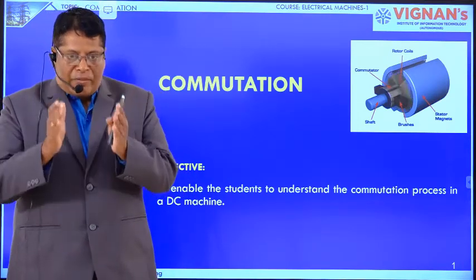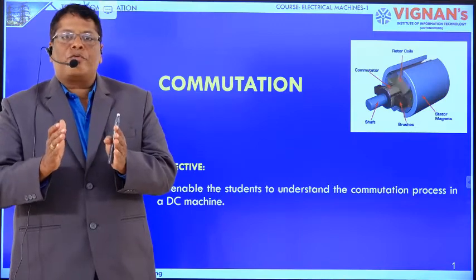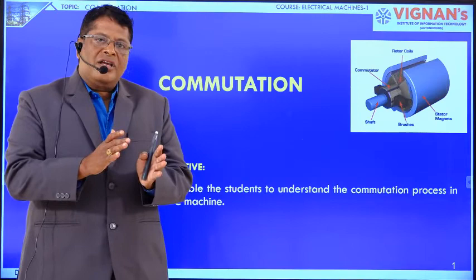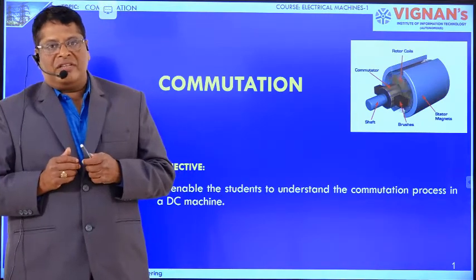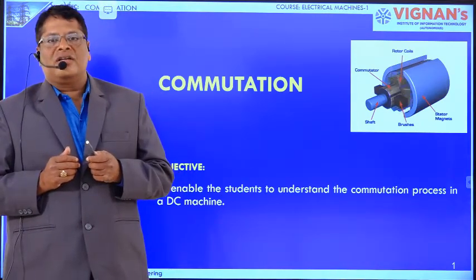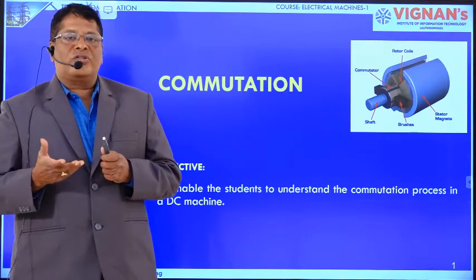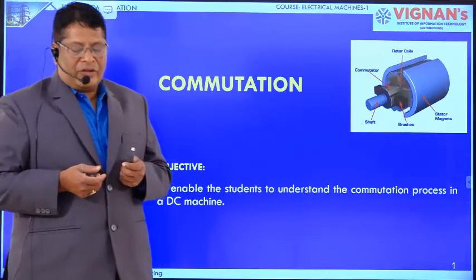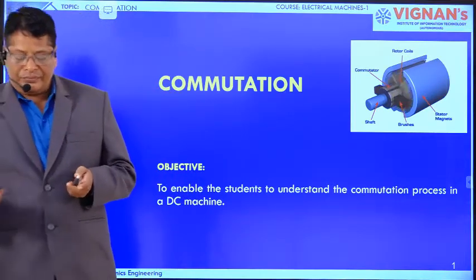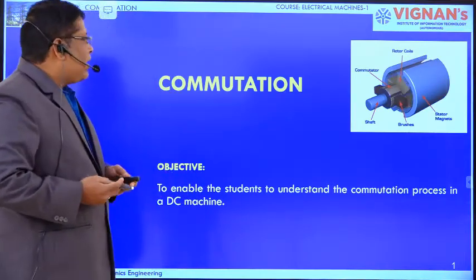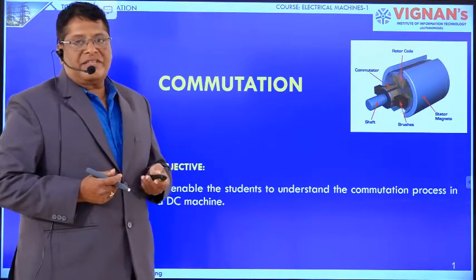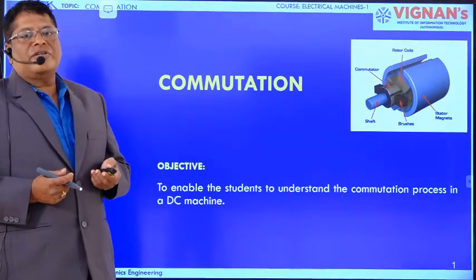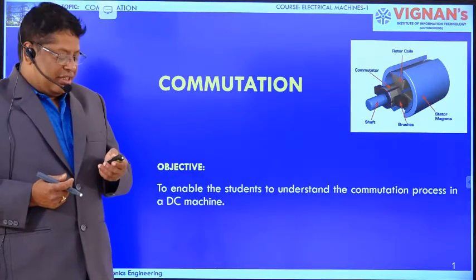See, at the commutator and brushes, some process is going on so that the AC power is converted into DC power. That is what we are going to study in this class, nothing but commutation. The main objective of this lecture is that the student can understand the commutation process in a DC machine.